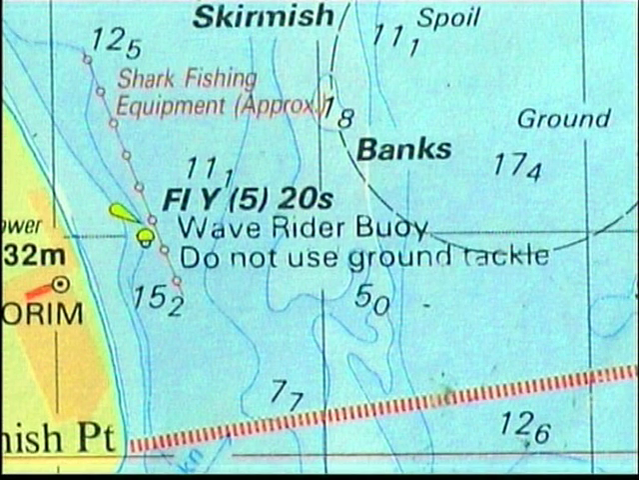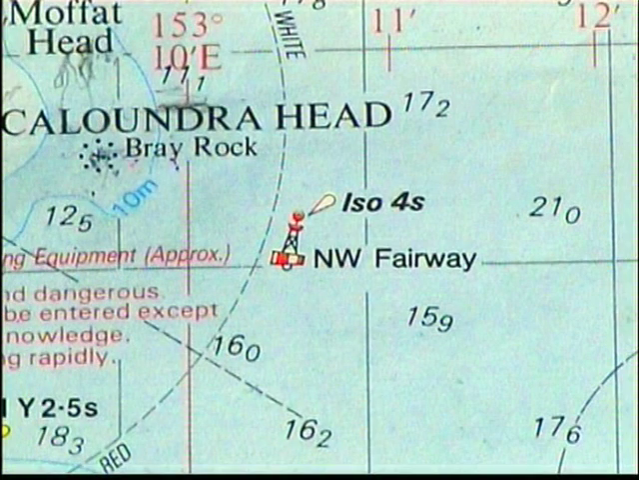Here there's another example of a special mark. This one says flashing yellow in groups of 5, and that's happening every 20 seconds. So in every 20-second cycle, that light will flash 5 times. Here's an example of a safe water mark. This one says ISO every 4 seconds. Well, that's isophasing every 4 seconds, which means 2 seconds on, 2 seconds off.